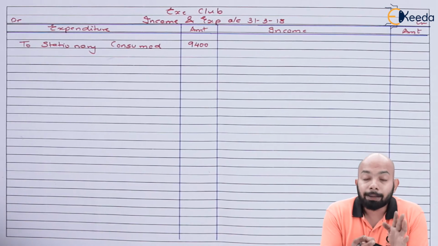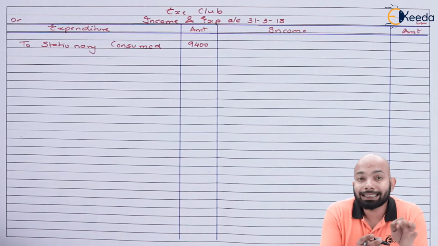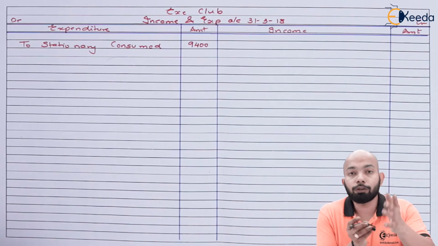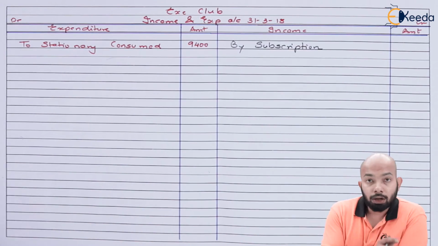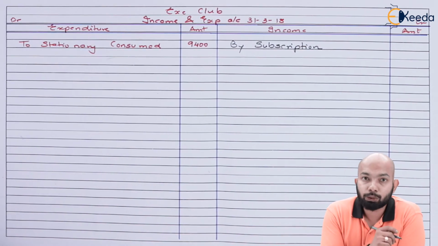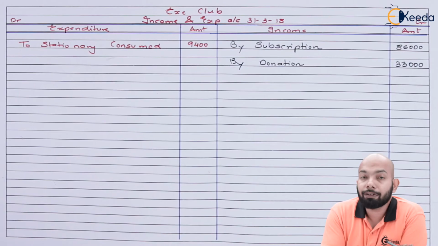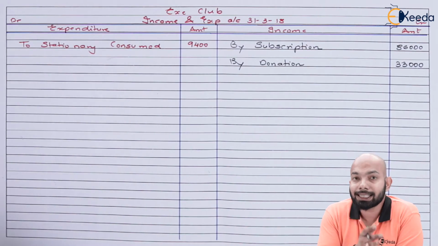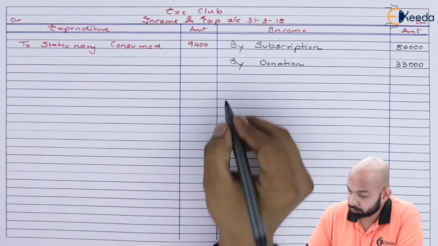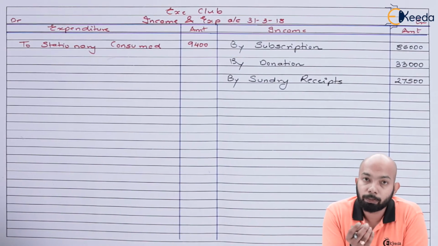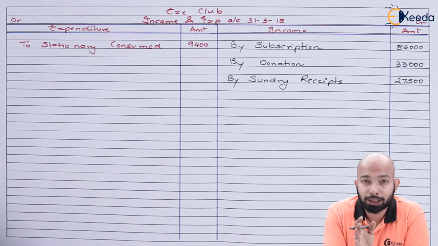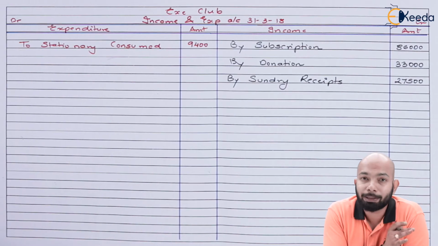The income side is very easy to prepare in this illustration because there is nothing related to adjustments. So we'll first put down the income part here and clear that first. By subscription we have 86,000 as mentioned. By donation we have 33,000, and by sundry receipts we have a certain amount. So the income side is almost clear. Let's mention the expense side.